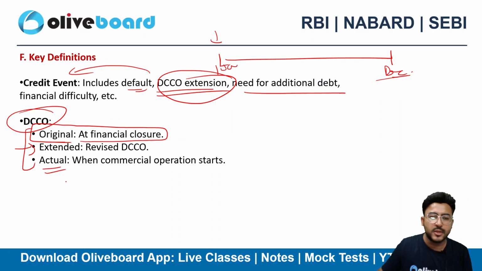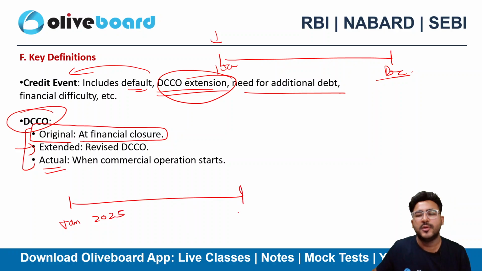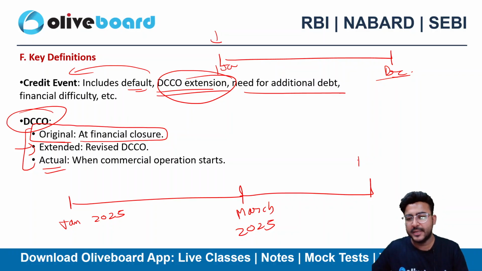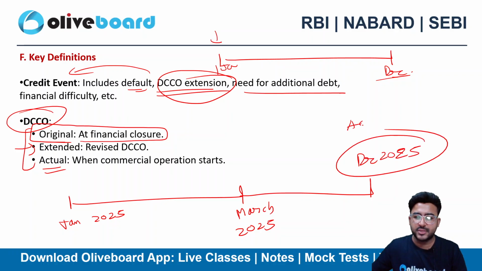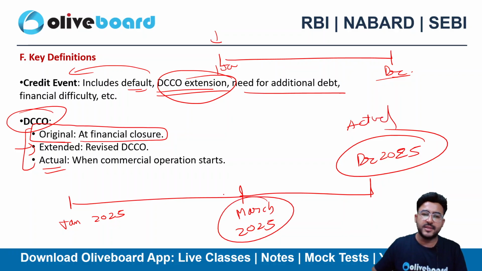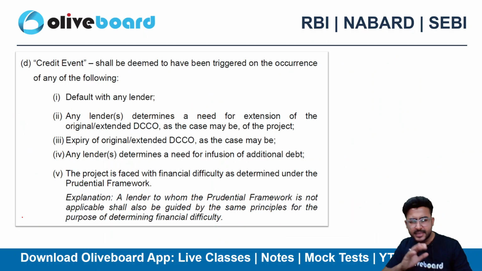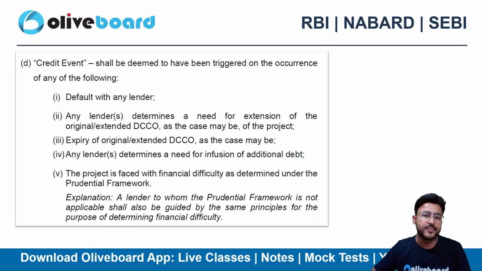And what is the actual? Let's suppose the original was planned in January 2025, however I extended it to March 2025, let's suppose, but actually I have started the work in, let's suppose, December 2025, right? So this is nothing but the actual date, this is nothing but the extended date, and the original date here is January 2025. It's that simple, a very simple thing, right?